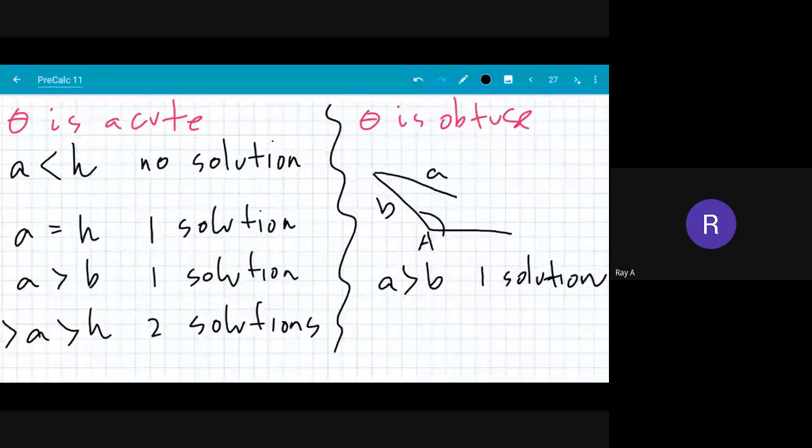Now, if you're thinking, what about if A is equal to B? Well, if A is equal to B, then that means that A will just go inside with B. You won't have a triangle. What about if A is less than B? That means A will never be able to reach up to the bottom, meaning it will never be able to get here. All right, so you are unable to create a triangle.